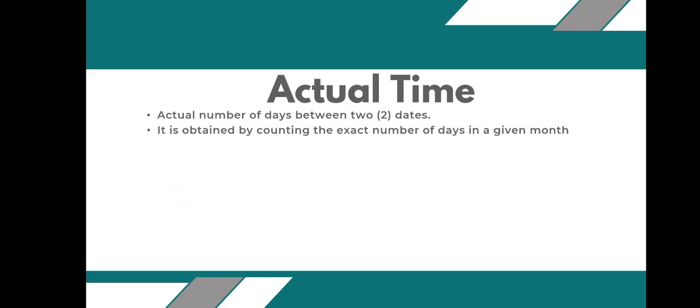So, let's proceed to the actual time and approximate time. Since I have mentioned approximate time kanina, ano ba ibig sabihin nun? Okay, so let's talk about first itong si actual time. So, ano ba si actual time? Actual time is yung actual number of days between two dates, or it is obtained by counting the exact number of days in a given month. So, ano ba yung exact number of days sa bawat buwan sa isang taon?